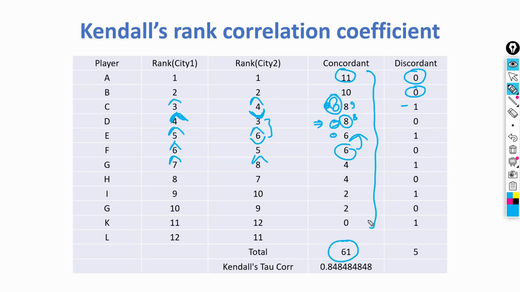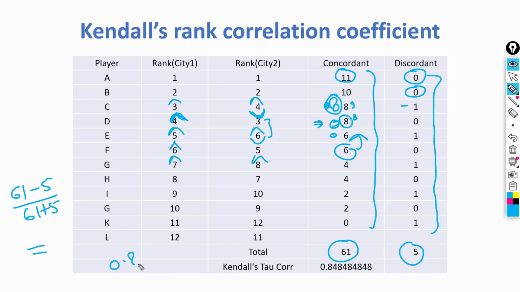What is the total value of this and what is the total value of this? This is your 5, this is your 61. What is the formula? 61 minus 5 divided by 61 plus 5. Then we will get 0.8484, so we can say 0.85 approximately. So what coefficient are we getting? Correlation coefficient 0.85. It means they are correlated to each other, so we can remove any one of the features.